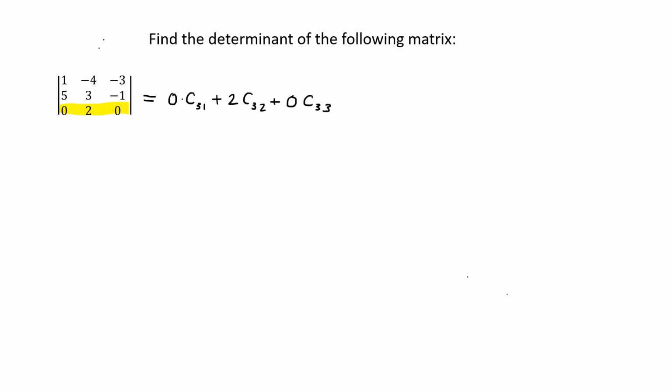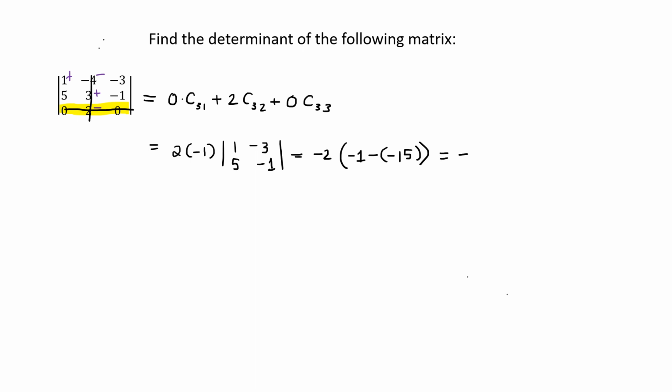Okay, we put in our checkerboard, plus, minus, plus, minus. So this is going to be 2 times -1 times the determinant of the matrix that we get when we cross out the row and column containing 2. So this is the matrix 1, negative 3, 5, negative 1. Okay, so this is negative 2 times negative 1 minus negative 15. Again, careful with those signs. Negative 2 times 14 gives us negative 28 as our determinant.